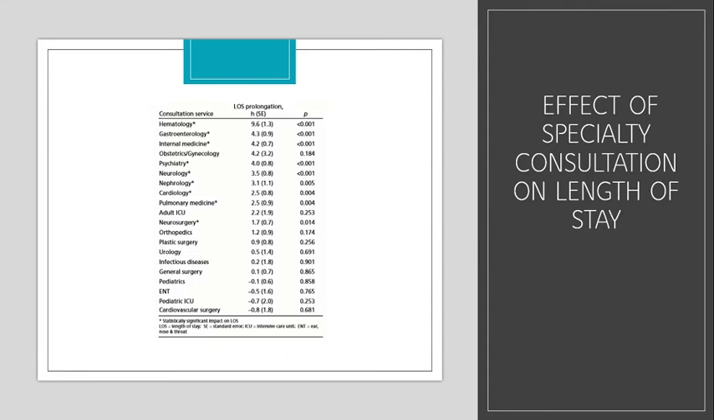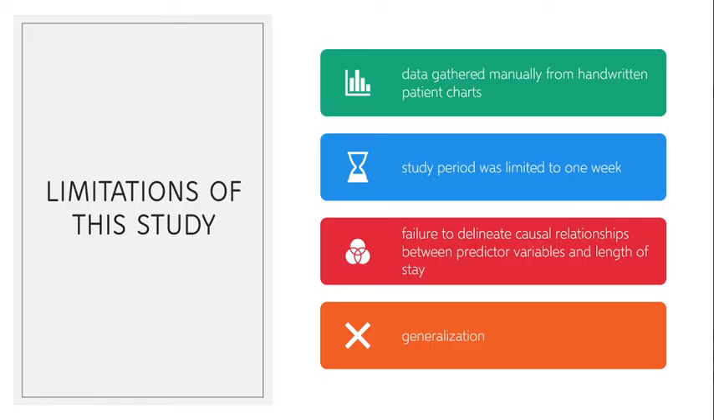And in this table, we can basically obtain how length of stay varied for each consultation service. Consultation prolonged length of stay by a variable amount depending on the consultation service. Here, by consultation service, I actually mean the departments. For example, gerontology, neurology, cardiology, orthopedics, plastic surgery, and so on.